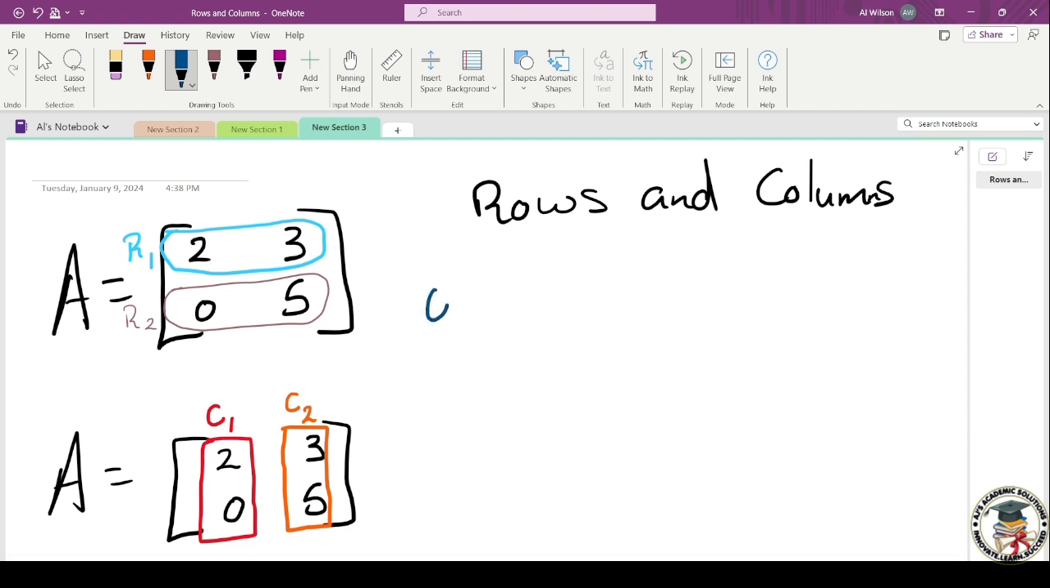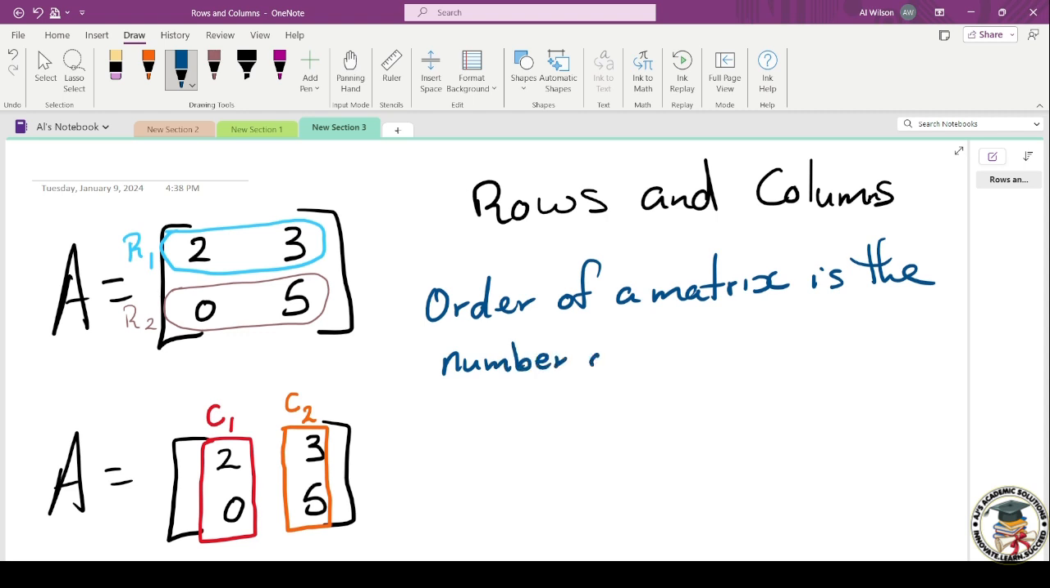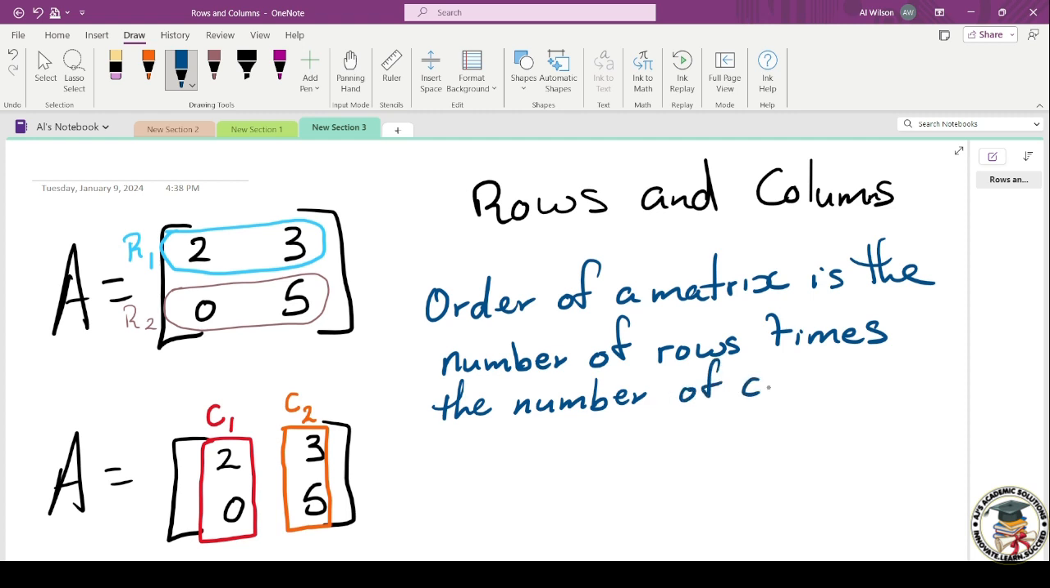Let me go with this shade of blue. So you have something called the order of a matrix. Now, the order of a matrix is the number of rows times, so times meaning multiplying, the number of columns.